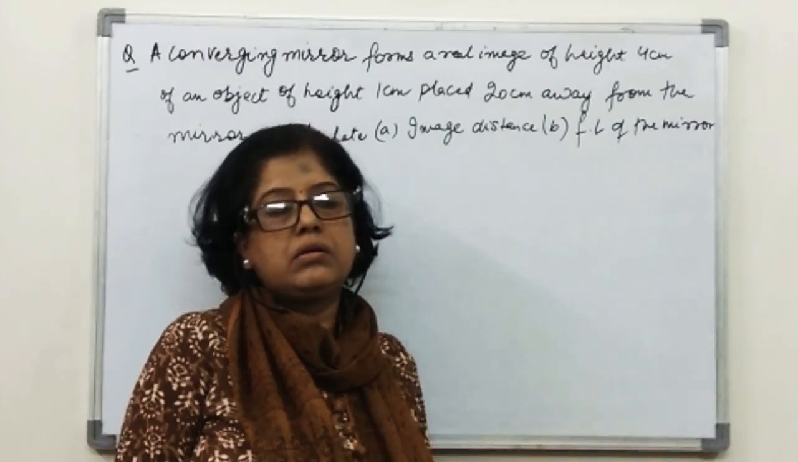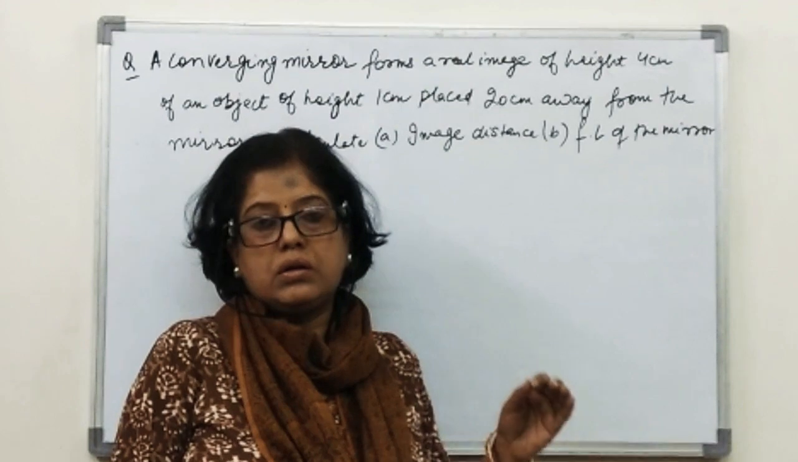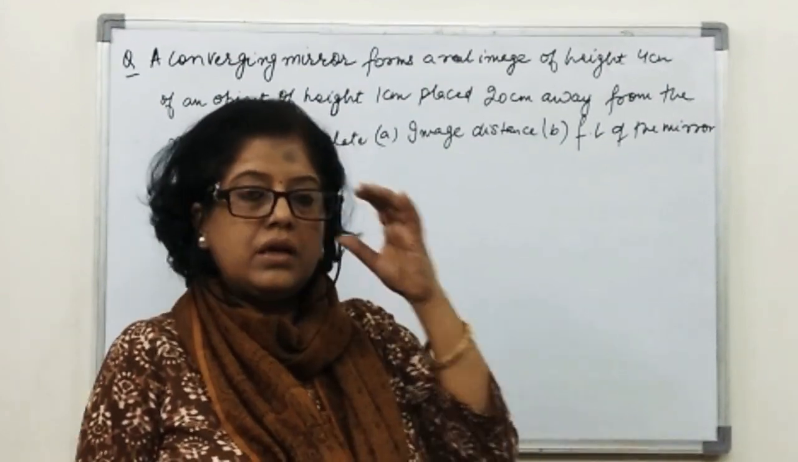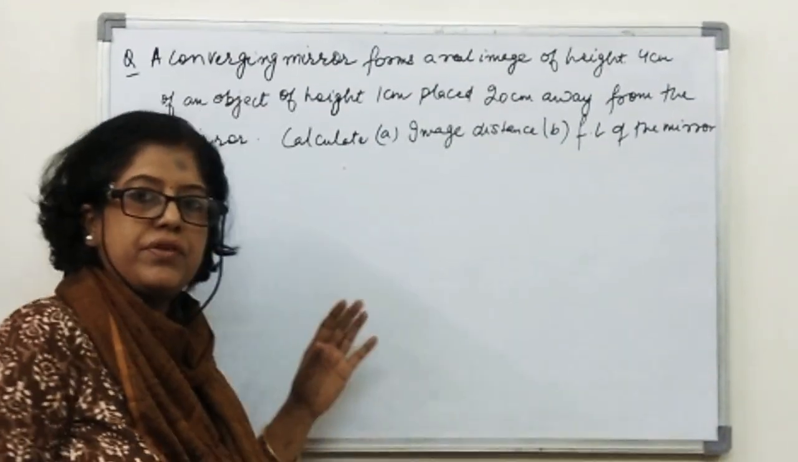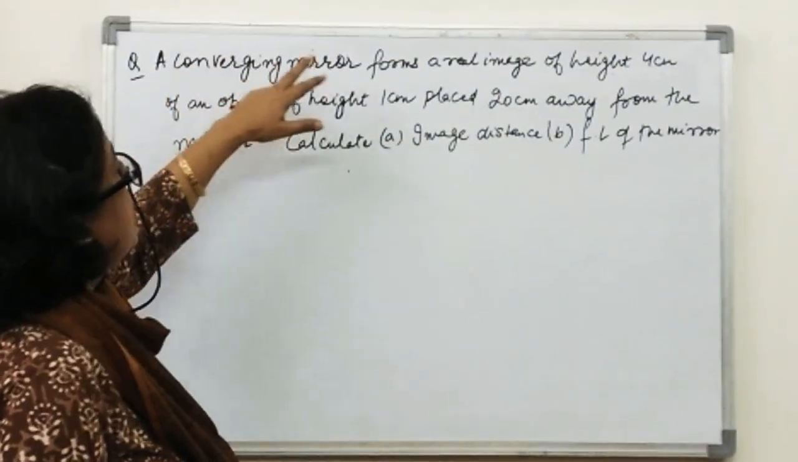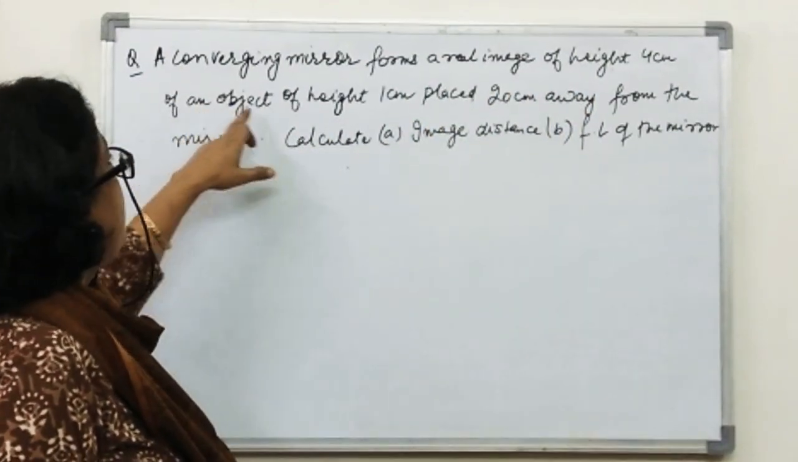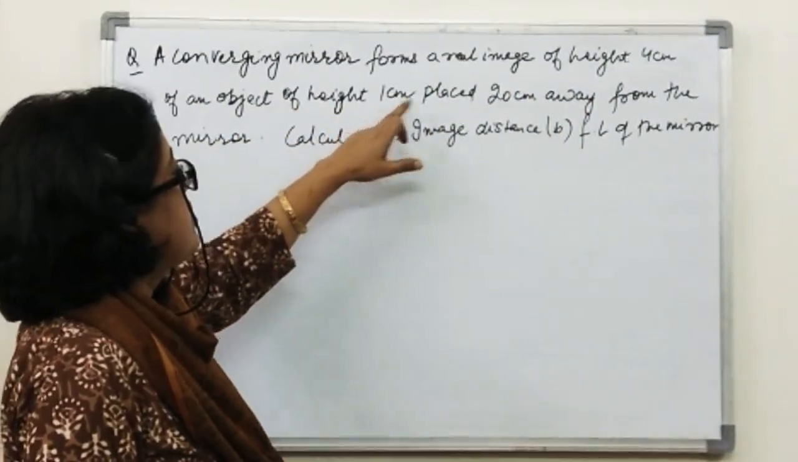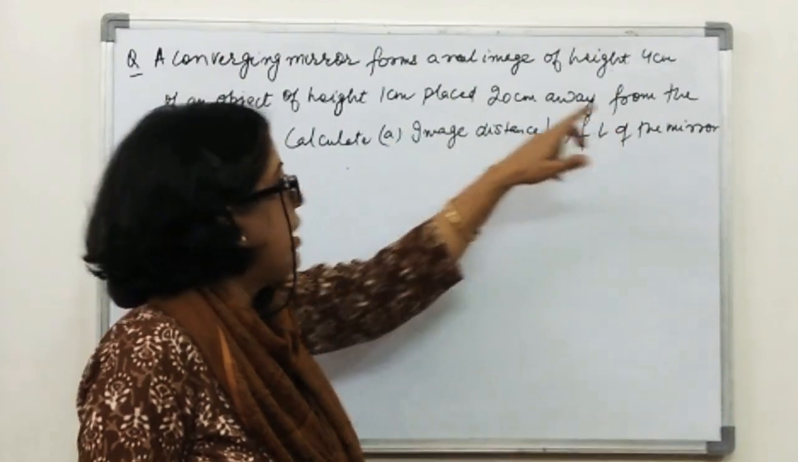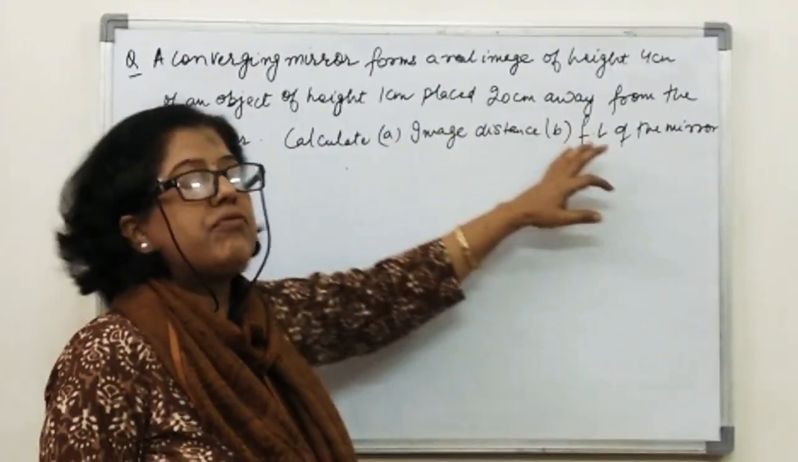You can try a variety of questions after that, but you will be confident about how to start solving the questions. Fine. So the first question that we've taken, I've already written it on the board, and the question says, a converging mirror forms a real image of height 4 cm of an object of height 1 cm placed 20 cm away from the mirror. Calculate the image distance and the focal length.